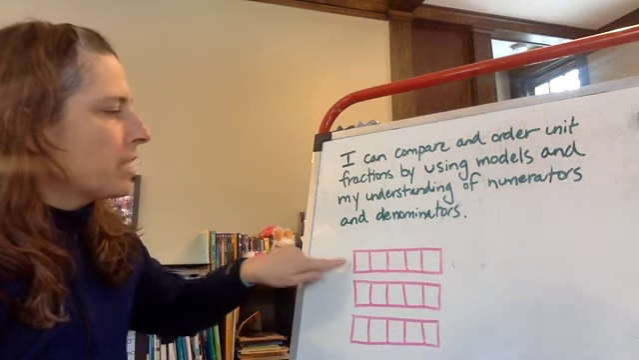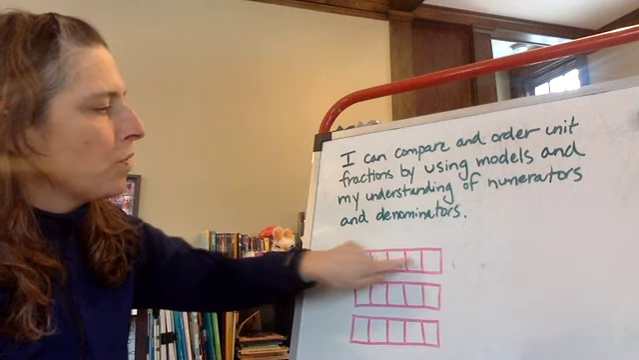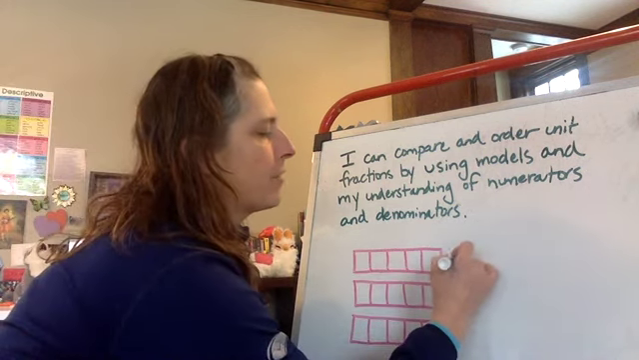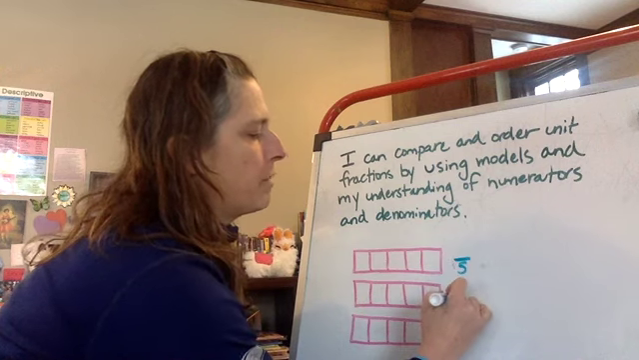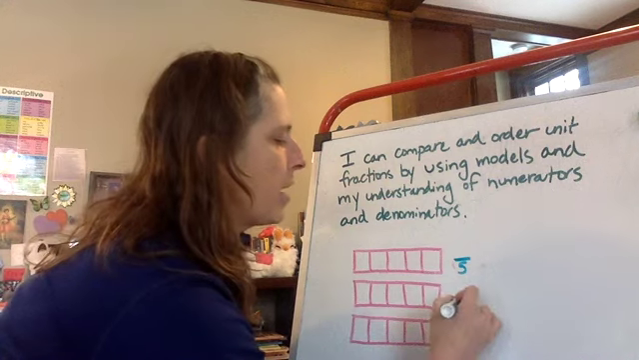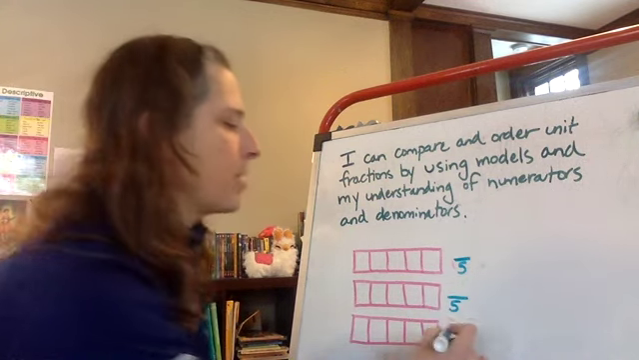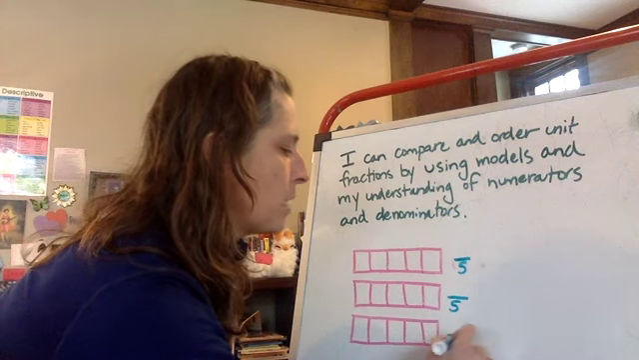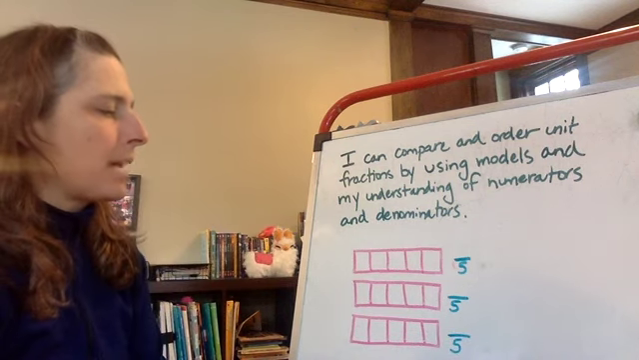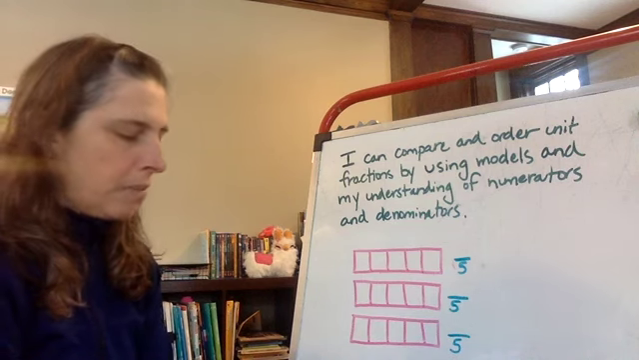So I was looking at this figure right here, and it's got 1, 2, 3, 4, 5 different spots. So the denominator would be 5. Same thing with this figure, 1, 2, 3, 4, 5. Wow, it's cut up into 5 different pieces, so the denominator is going to be 5. And guess what? Same thing with this figure on the bottom. It's cut up into 5 equal pieces, and so the denominator is going to be 5 as well.